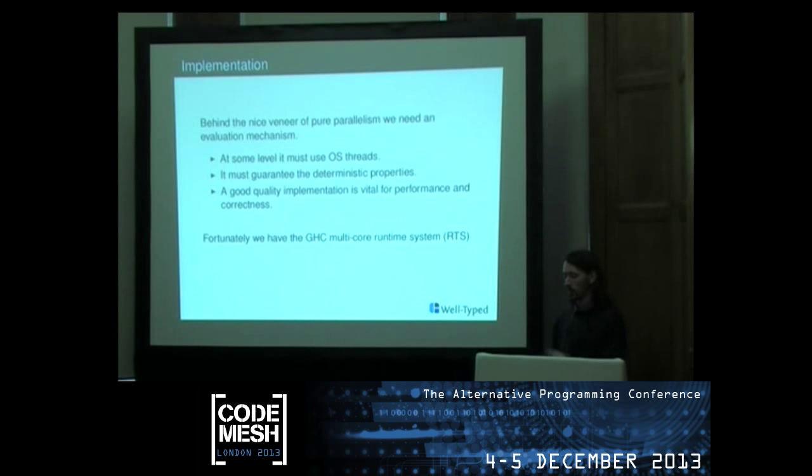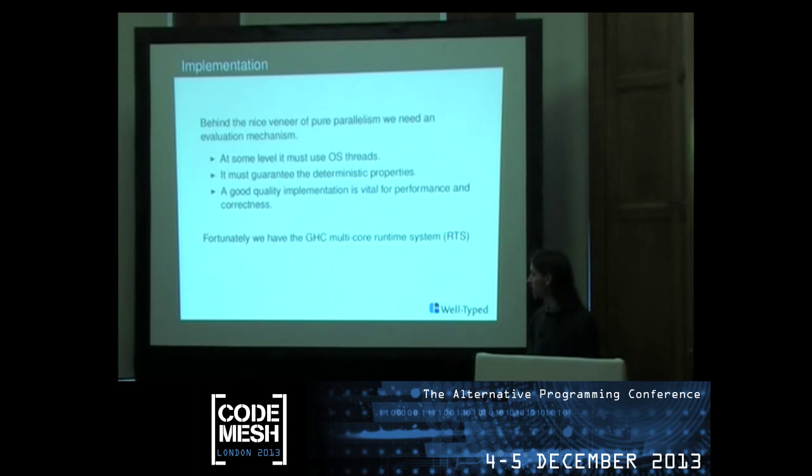Go back to the database example. If you've got your database evaluation engine, it's using threads and locks, and it's actually quite a hard job, the people writing that, to guarantee that it always gives you the correct answer. That they have all the problems of deadlocks and locks and all the rest of it. So your implementation mechanism has to guarantee these deterministic properties. But you can do that once and then reuse it again and again. And it's obviously vital that the implementation of that is of a high quality so that you get the performance that you're after, and so that it's correct, right?